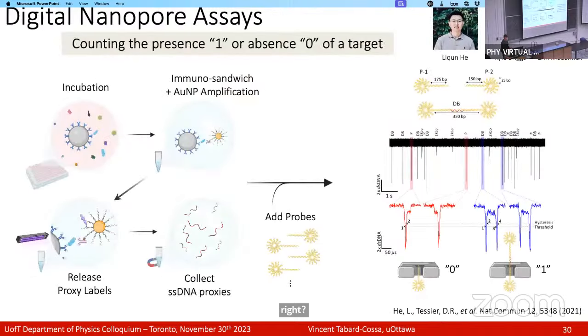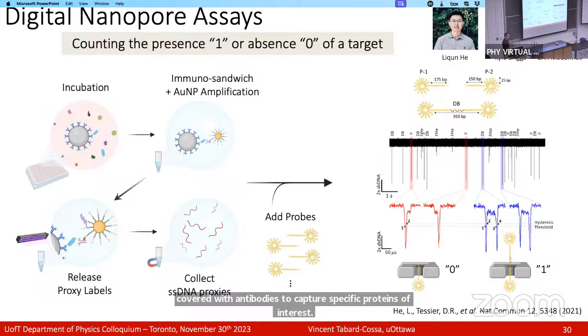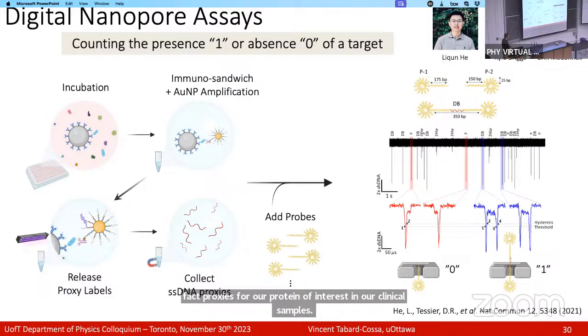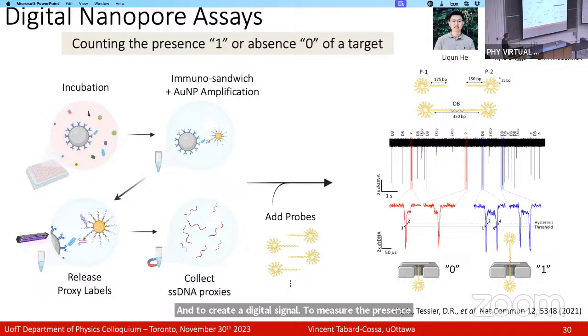We did this in a couple of case studies, and I need to run fast through these to tell you about other things in my talk. Briefly, we use magnetic beads covered with antibodies to capture specific proteins of interest, and then label the protein using a secondary detector antibody carrying short single-stranded DNA probes. These single-stranded DNA molecules are proxies for our protein of interest in clinical samples. To create a digital signal for presence and absence, we incubated them with DNA nanostructures that could hybridize with these single-stranded DNA proxies.